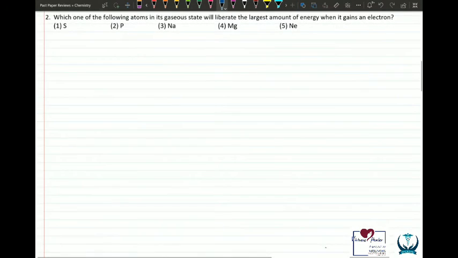Question number 2. Which one of the following atoms in its gaseous state will liberate the largest amount of energy when it gains an electron? Gaining an electron is the electron affinity. When gaining an electron causes the ion to achieve a more stable configuration, the amount of energy released is more. Whereas if you want to add an electron to an already stable configuration, then you have to provide energy. Therefore, neon, which already has a complete energy level, is endothermic to gain its first electron. Same as magnesium, because magnesium has a filled 3s energy level.